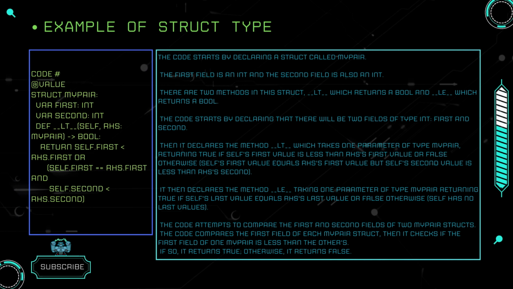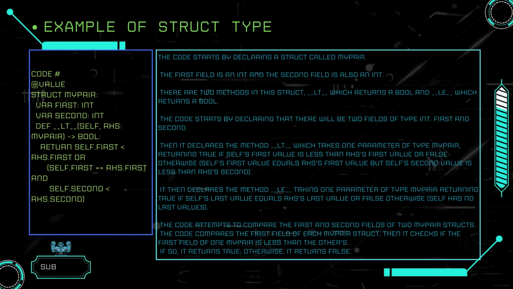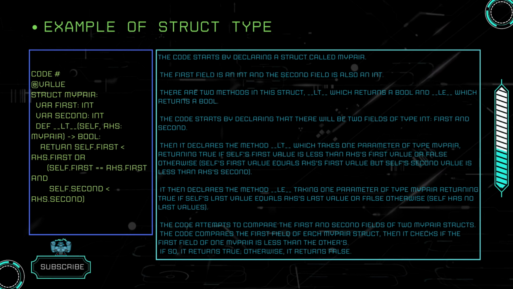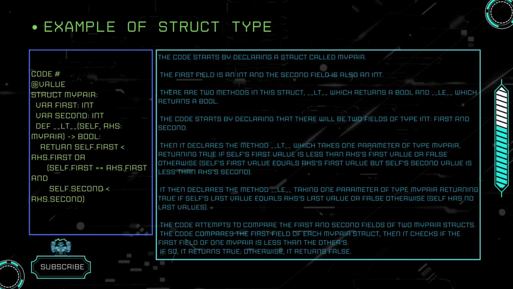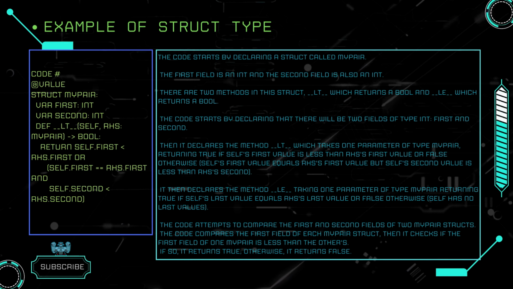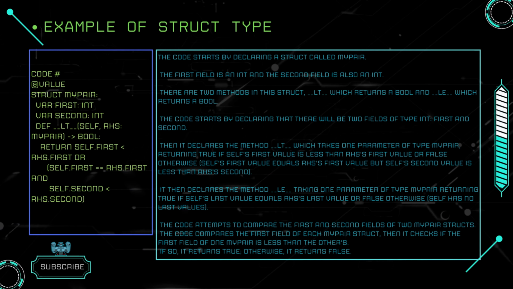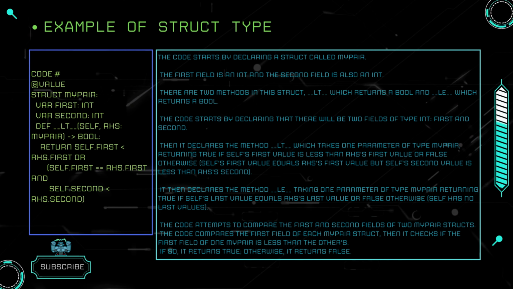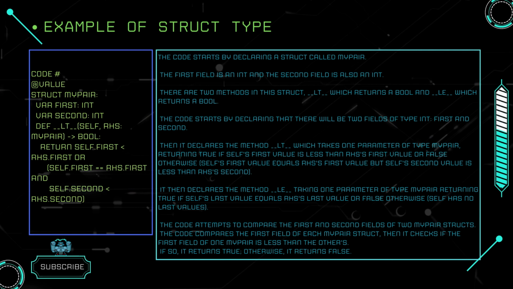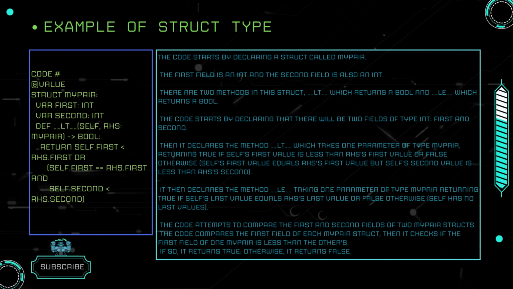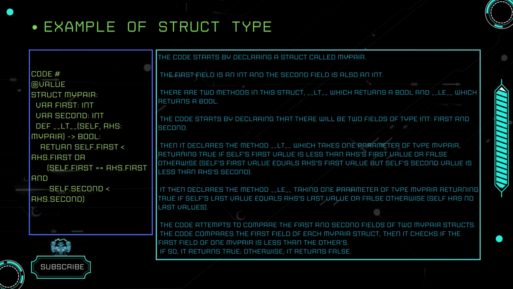Then it declares the method __lt__, which takes one parameter of type myPair, returning true if self's first value is less than RHS's first value or false otherwise. Self's first value equals RHS's first value but self's second value is less than RHS's second. It then declares the method __le__, taking one parameter of type myPair, returning true if self's last value equals RHS's last value or false otherwise. Self has no last values.